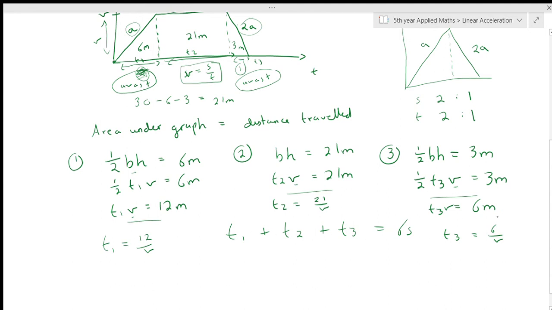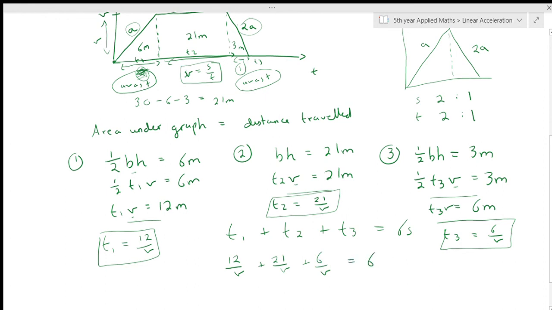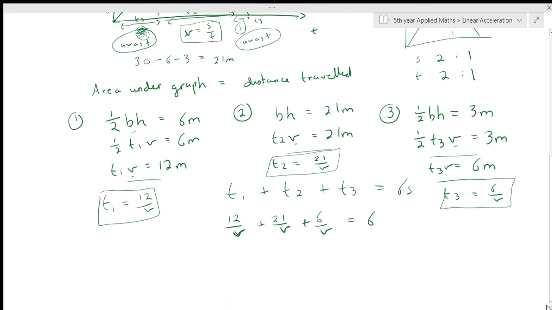So we can sub in our three values here, and we get 12 over v plus 21 over v plus 6 over v equals 6. Now this is perfect. This is exactly what we want, because we want an equation where we only have one variable that we don't know. And once you only have one unknown variable, you can solve for it. The variable we've rearranged this to give us is v, and that's what we're looking for. So now we just solve this equation to find v.